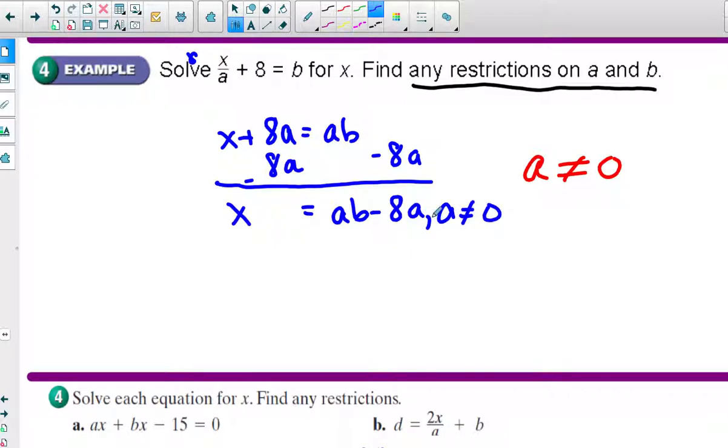And that makes sense because if you go back up here and you had a 0 in for a, then that would be an undefined equation. You cannot have a 0 in the denominator. So the final answer, x equals ab minus 8a, with the restriction that a cannot equal 0.